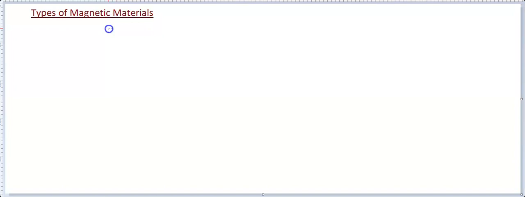Magnetic materials are basically of three types based on their response to the external magnetic field. So if we apply an external magnetic field, then in response to that, they can be categorized into three types. So the first type is paramagnetic material, paramagnetic substance or material.